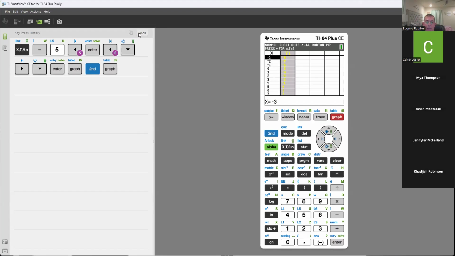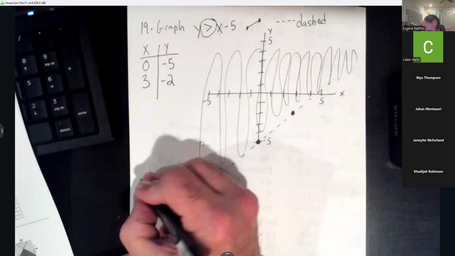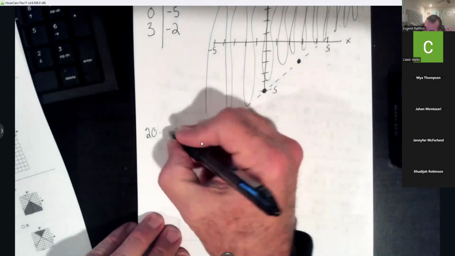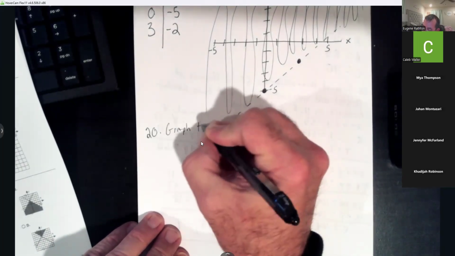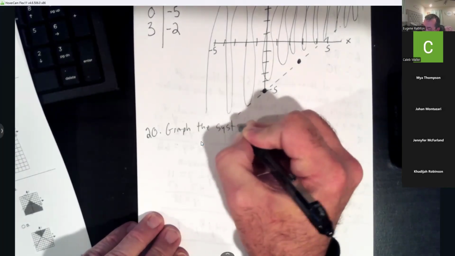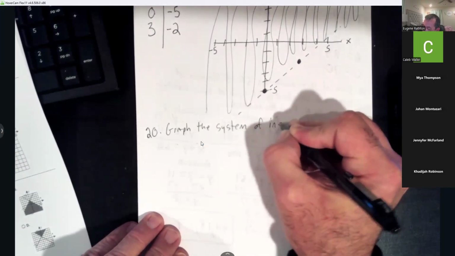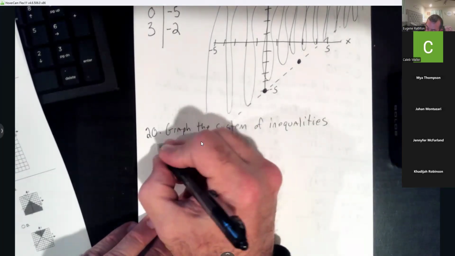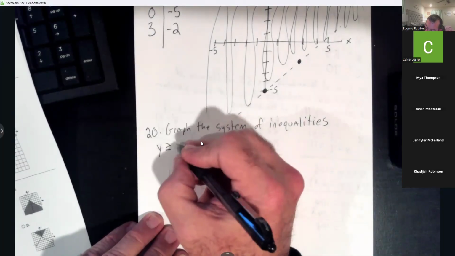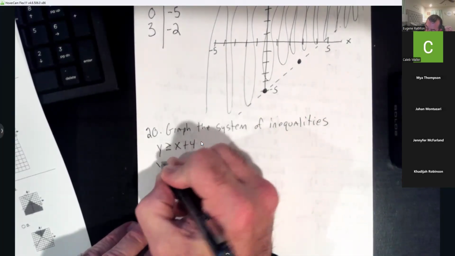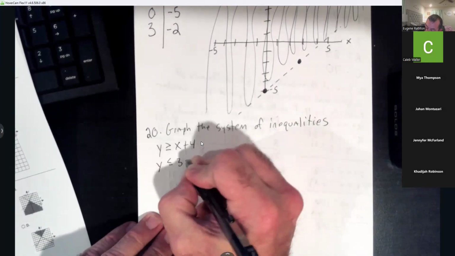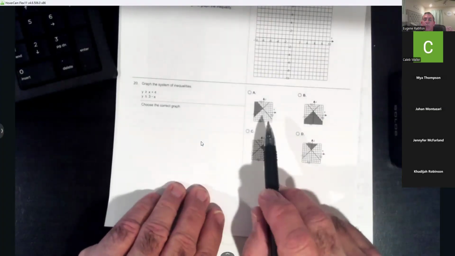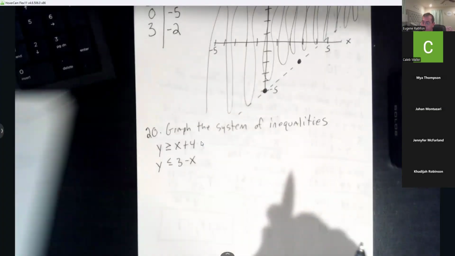All righty, I just got one left. Number 20. Number 20 is a system of inequalities. So we're going to graph the system of inequalities. So y'all, I got y greater than or equal to x plus 4, y less than or equal to 3 minus x. So this one, when you do it, you're going to choose A, B, C, or D for that one.